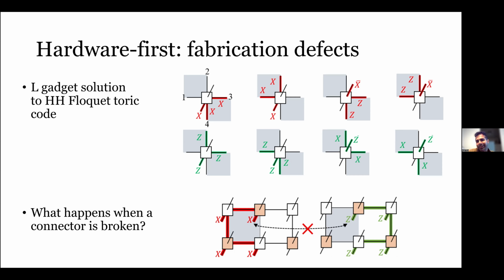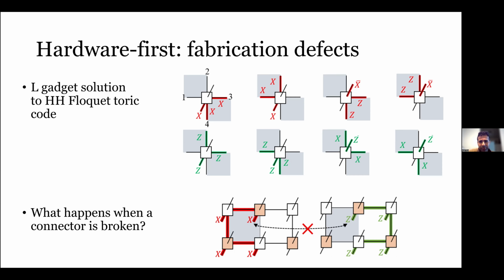If you're interested in, let's say, compiling a toric code syndrome extraction circuit, but some qubits are missing, some connectors are missing, how do you compile the syndrome extraction? What's the best syndrome extraction compilation in that case? And so you can write a gadget decomposition for that layout of qubits, and try to look for solutions of compilation. So in that sense, this is a hardware first approach.